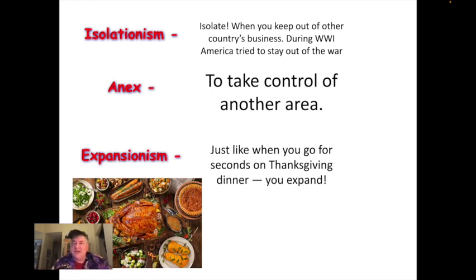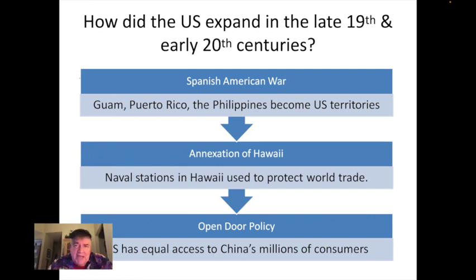Now, if you are a country and you are expanding, that means you're getting more and more territory because you're growing as a country. So, how did the U.S. expand in the late 19th and early 20th century? Spanish-American War. We got Guam, Puerto Rico, the Philippines. We could have had Cuba. We'll talk about that later. And they're all going to become U.S. territories. We annexed Hawaii in 1867, I think. Yeah, we bought Alaska. We're going to talk all about those things.